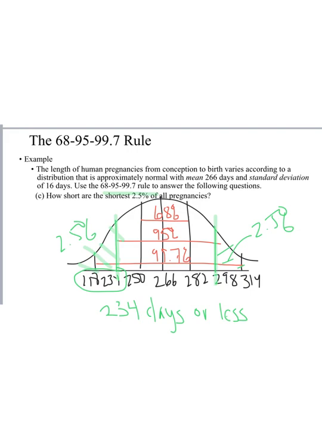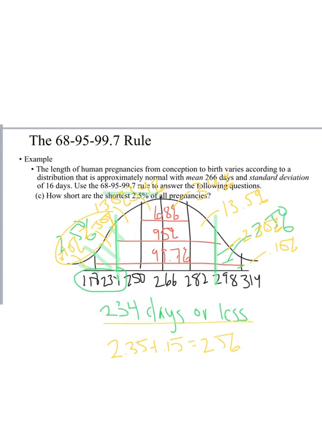Now, the other way we could have done this problem is we could have written down their vertical percentages from the previous slide, before we got to the example. So this would be 34, this is 13.5, this is 2.35, and this is 0.15%. And if I add these two, 2.35 plus 0.15 still gives me 2.5%, and I still get 234 days or less.